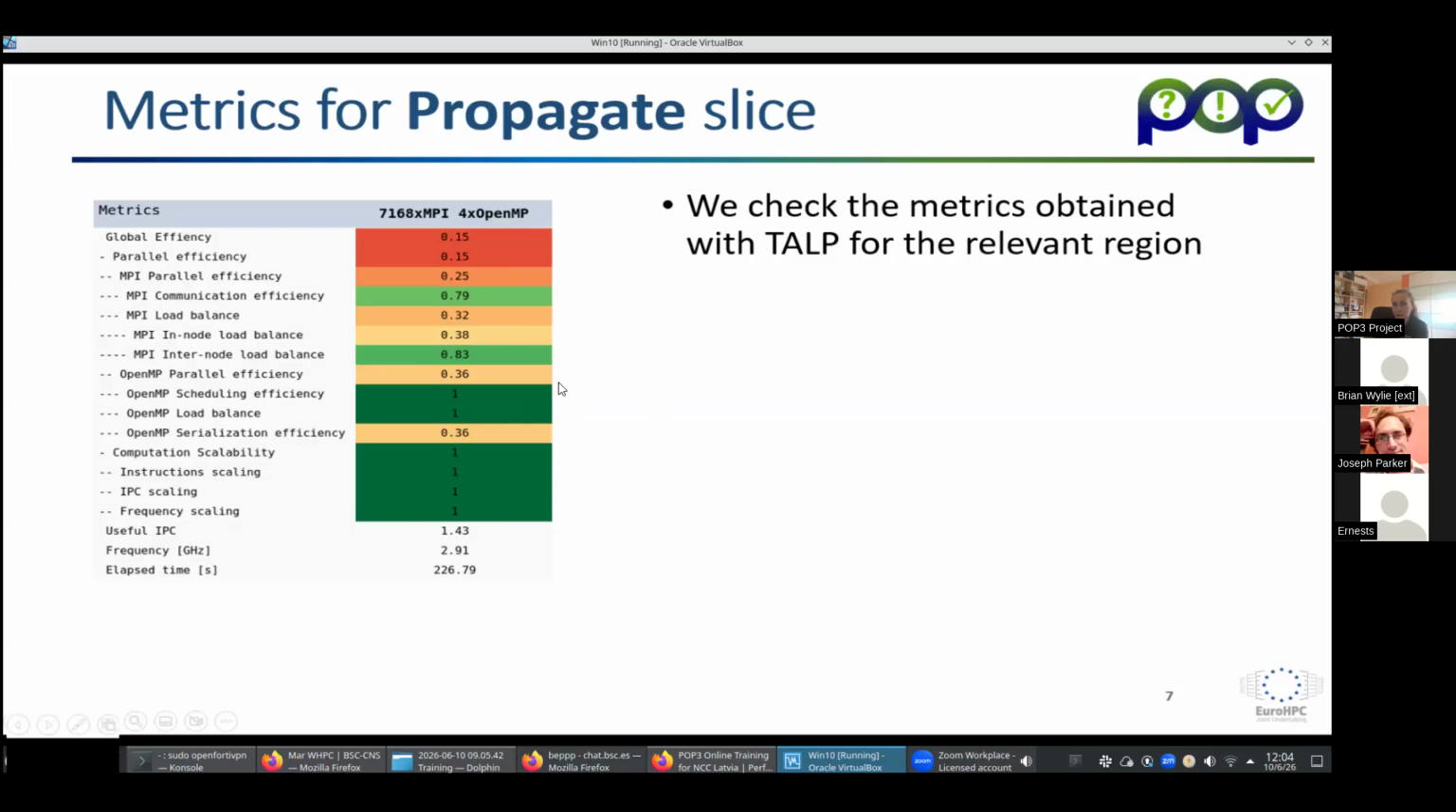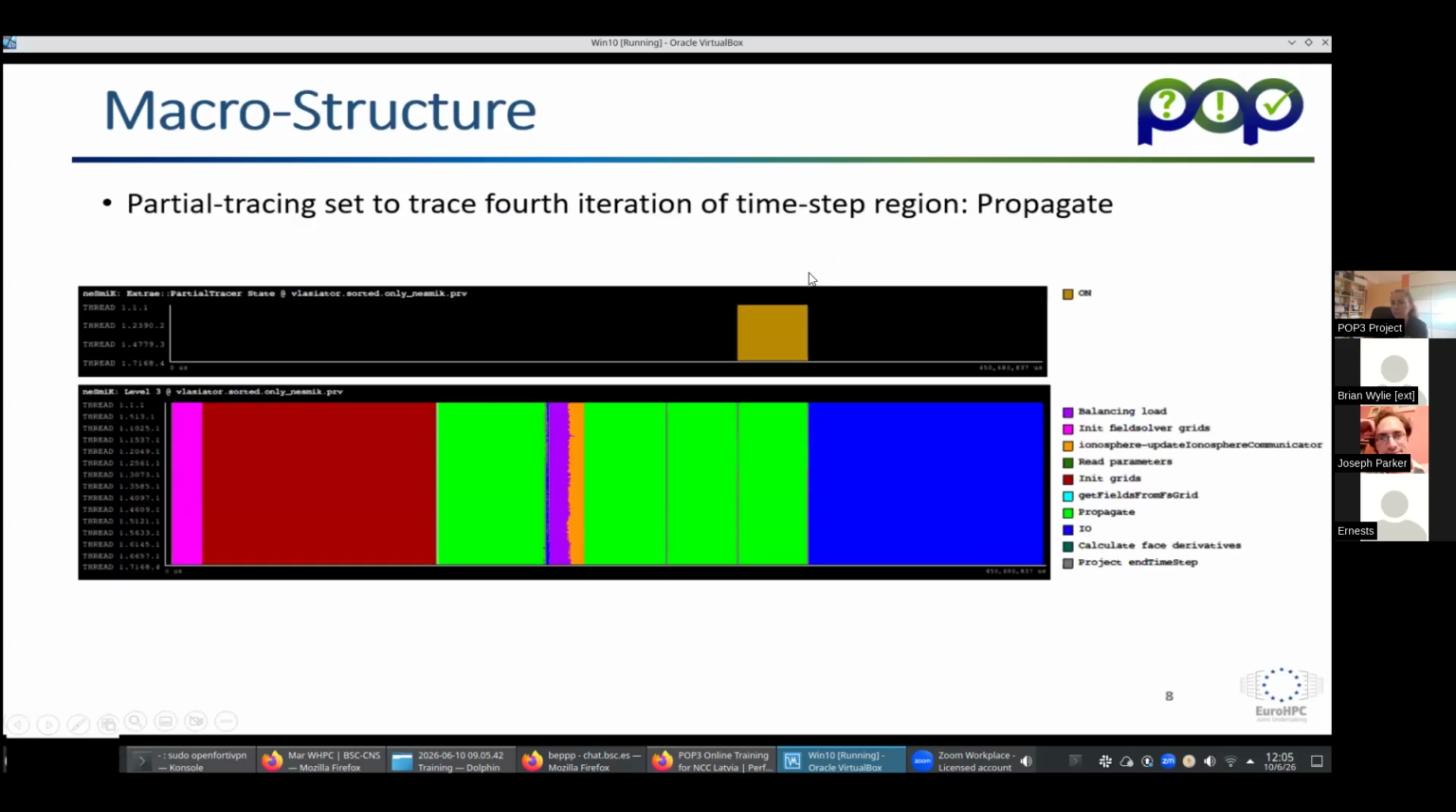With this table, what we saw is that there's an issue in the parallel efficiency of this code. We don't see anything very relevant in the computation part, and we don't see anything in the scalability because we just have one run, but if we check the global numbers, they look quite okay. But we saw that for this part of the code, there was an issue. We only have the metrics because we are using TALP, but with this information is when we decide, with Extrae, to obtain a trace, but a partial trace.